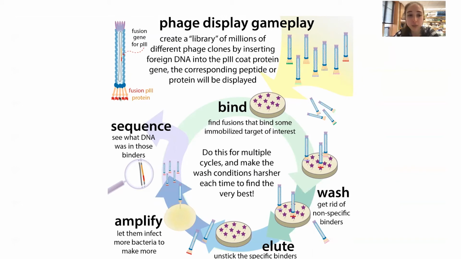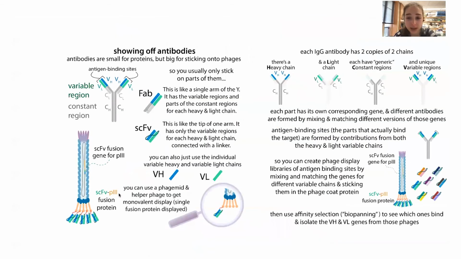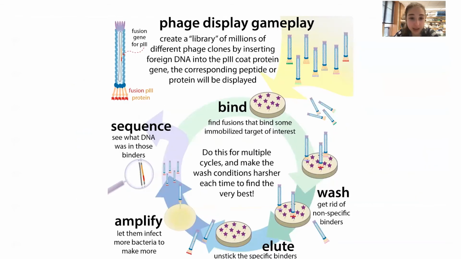These phage have coat proteins that stick out, and you can fuse another protein, or a part of a protein, onto this coat protein. Then it is displayed from the surface of the phage. So you can take parts of an antibody and fuse them to that phage protein, and now they're going to stick off of the phage.